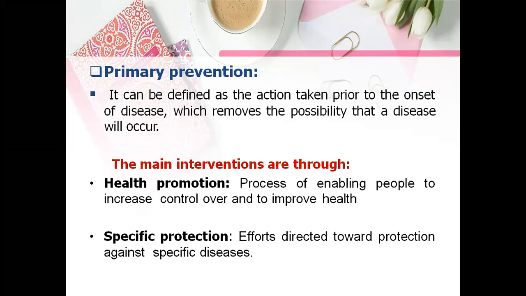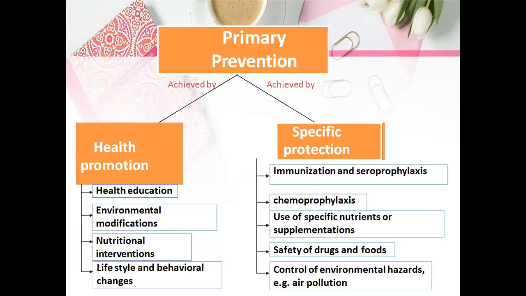Specific protection is directed only toward a specific disease. It can be any form of disease which is very common in that particular population, and this also differs from community to community. For example, here we might have more cases of malaria, but in other places we might have more cases of other diseases. So primary prevention can be achieved by health promotion and specific protection.